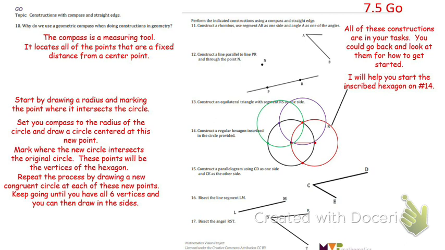Once you have all 6 vertices, you can connect those 6 vertices inside the circle, and that's going to be the hexagon. And that hexagon will be inscribed, or inside of the circle. Okay, so I'll let you find that one last corner and then draw the hexagon. Again, the rest of these are all in the task, so if you struggle with it, just flip through your tasks. If you've been in class, they're all in there for you. Good luck.